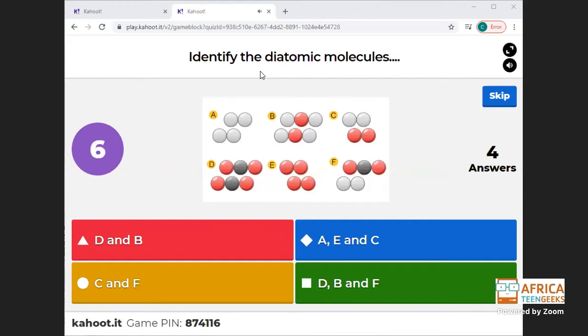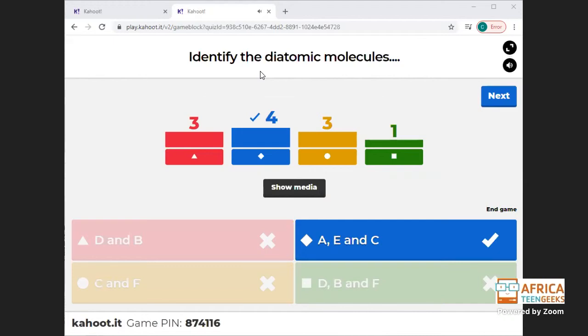Okay, guys, check time. Send through your answers. 4 seconds left. 2. Okay. See, most of us got it. I think we were confused by time. Time was not on our side with that question. So let me see. We said D and B, and the other popular answer was C and F. So guys, the correct answer is A, E, and C.